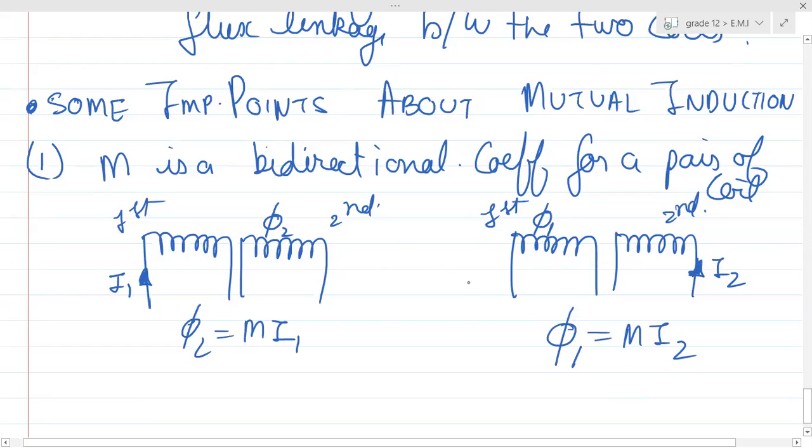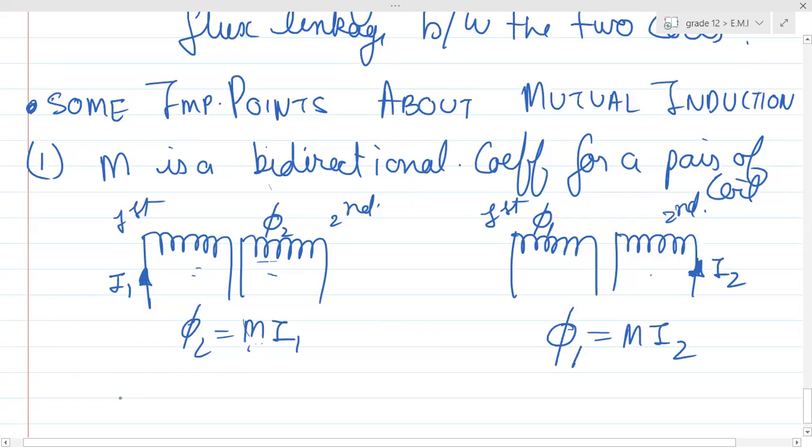This is what is meant by bidirectional, whether current is flowing in this or in this. This M will be the same for both these coils. The same coils were there, right? Till the time the coils were the same, it doesn't depend upon whether the current is flowing in the first coil or the second coil. Is it clear? You understood what bidirectional coefficient means? If the pair of coils is the same, then you can use the same M for both of these, whether the current flow is this or this. Doesn't matter.